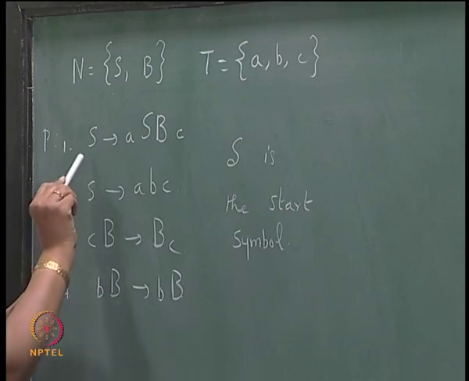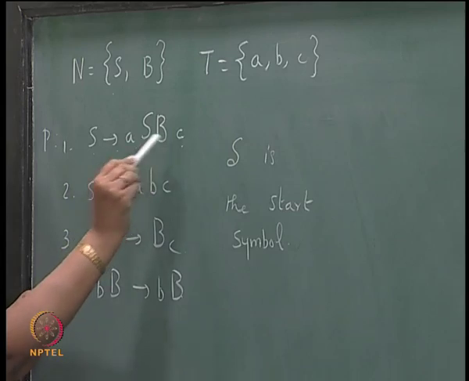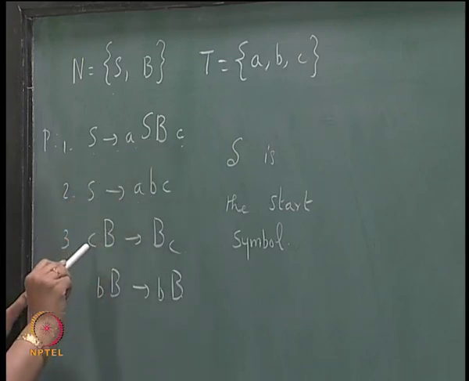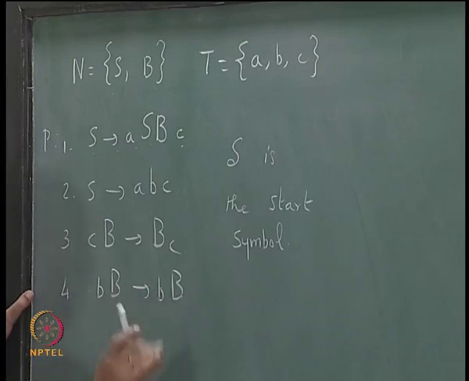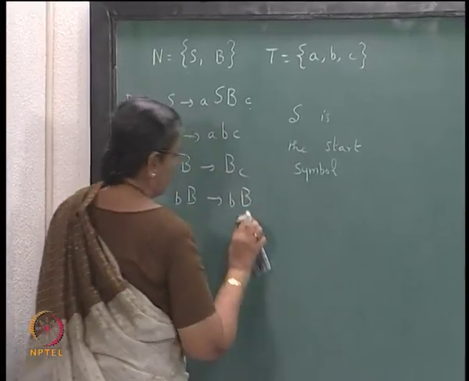The rules are of the form S goes to aSBC, S goes to abc, then CB goes to BC, bB goes to bb, where this b is small b.